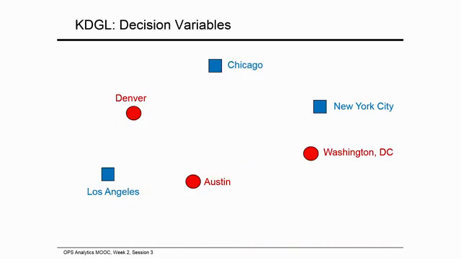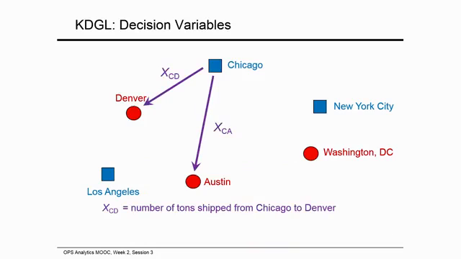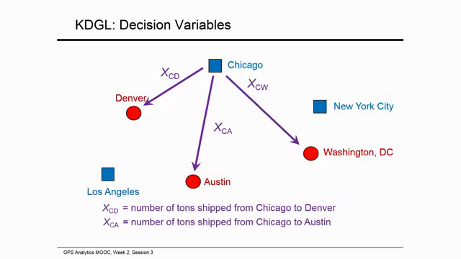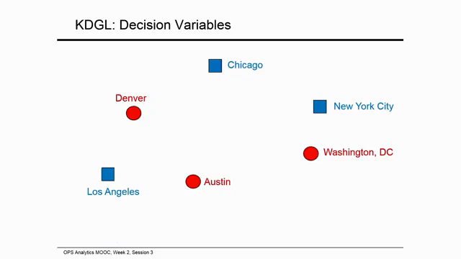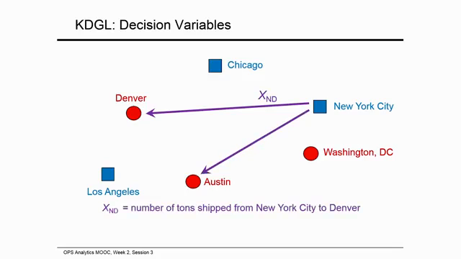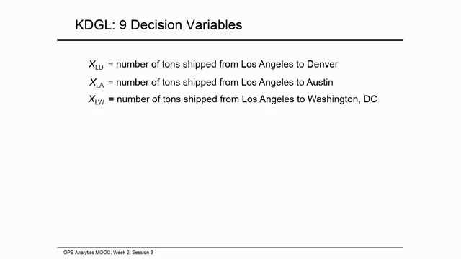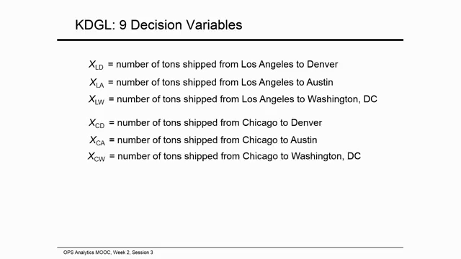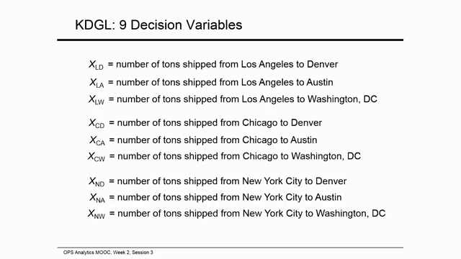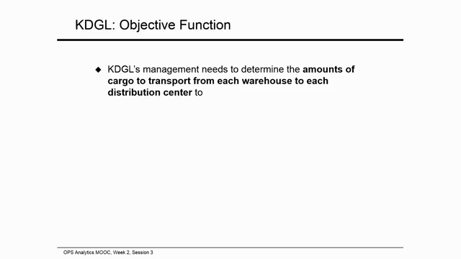Let's add 3 more variables to designate shipments from Chicago to Denver, Austin, and Washington, D.C. And let's do the same for shipments from New York City to Denver, Austin, and Washington, D.C. So we have 3 plus 3 plus 3, 9 decision variables. So what about the objective?